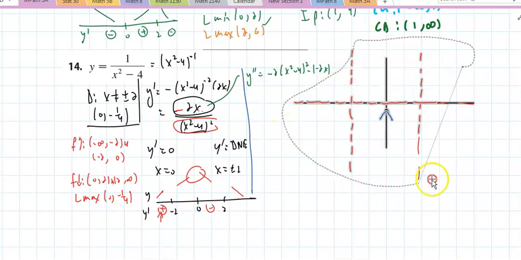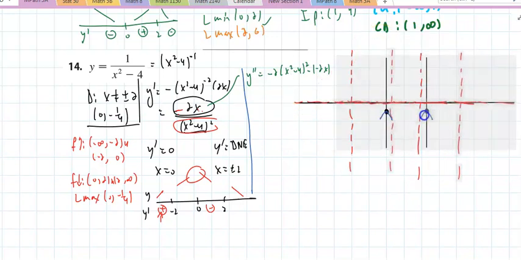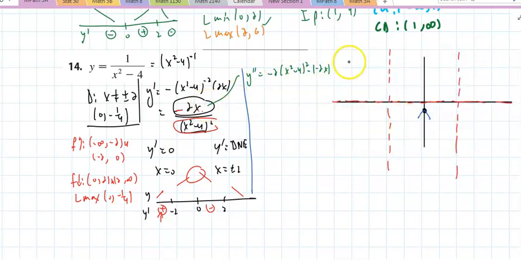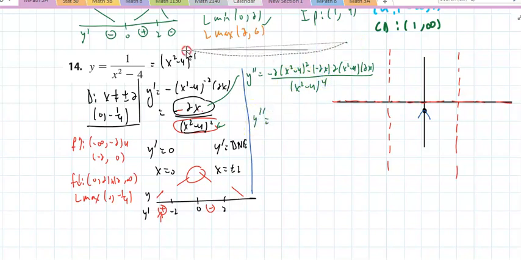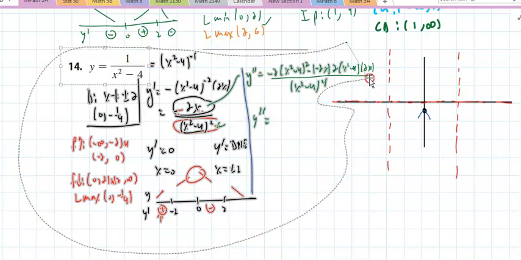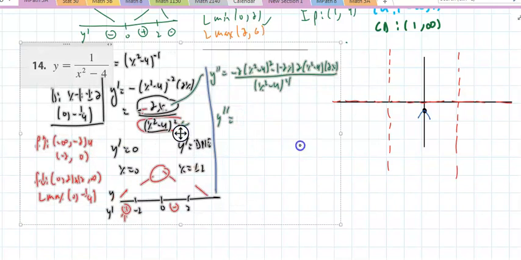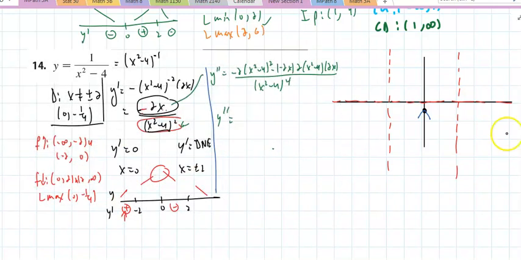I'm going to shift this to the right a bit. Times derivative of the denominator. The denominator, you will have to bring the power down, subtract 1 from the power, times 2x, all over the denominator squared. Y double prime is going to equal, and I'm going to shift this a bit to the left. It seems I always go to the right a bit more than I should. There we go. Should have plenty of room.